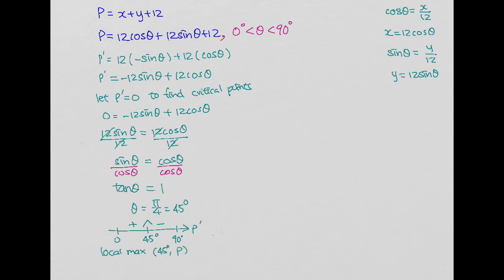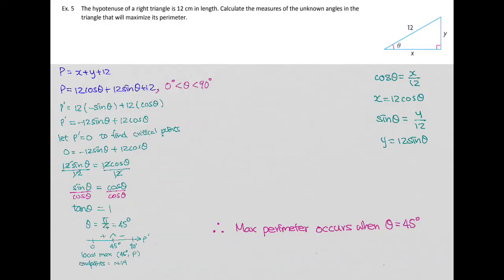And we're going to find the endpoints. But since there is no equal sign on the inequality for the domain, therefore not applicable. Therefore, we say maximum parameter occurs when theta is 45 degrees.